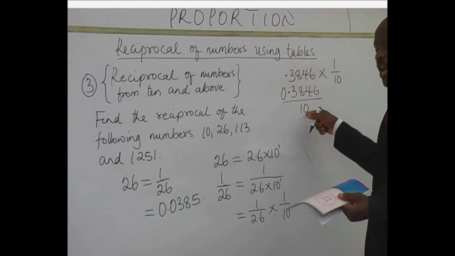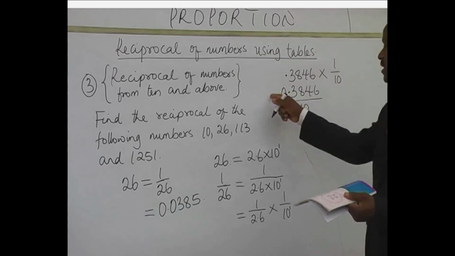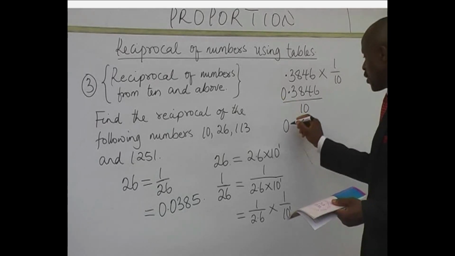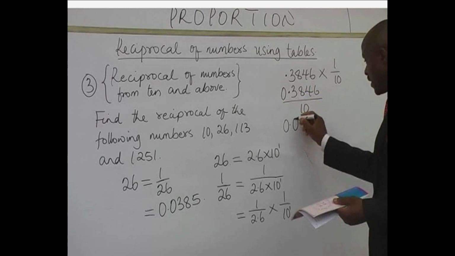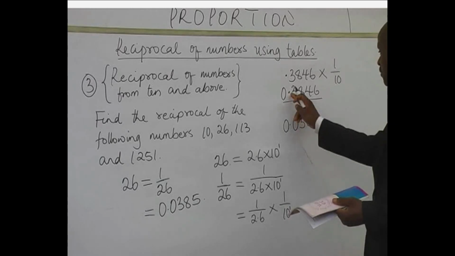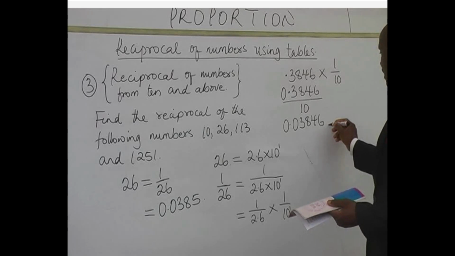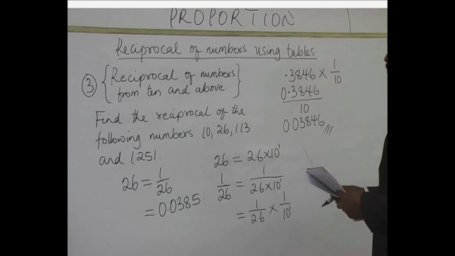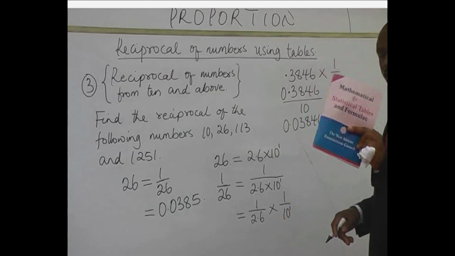Because of the 0 that you have in front of 1 here, move this decimal towards the left once across 0. So we're going to have 0 point 03846. You have moved this decimal point across 0 to now get this. And this gives you the final answer to the reciprocal of 26 from your four-figure table.